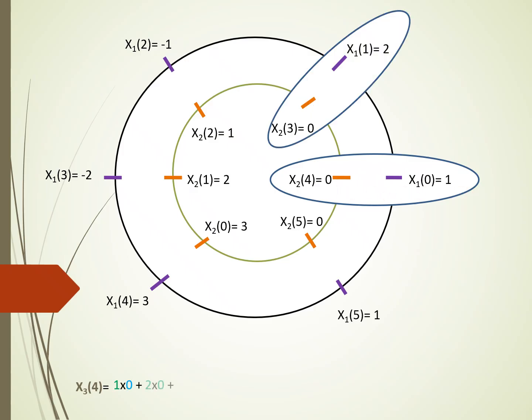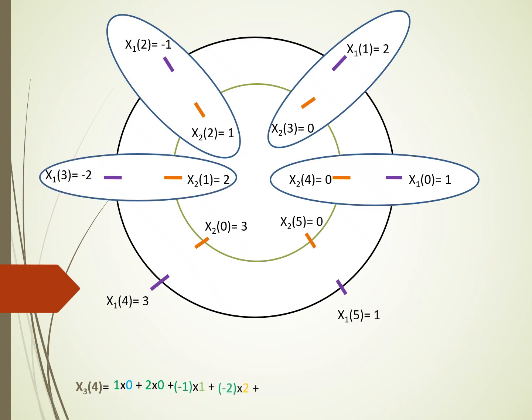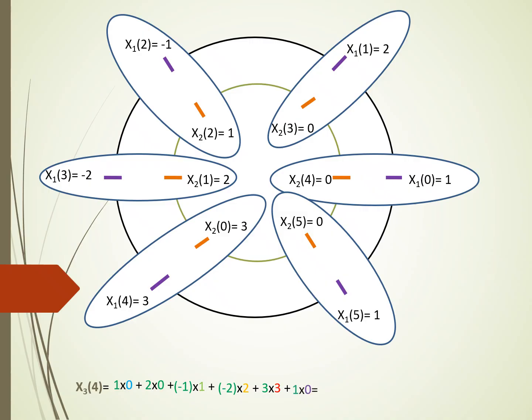So it is 1 into 0 plus 2 into 0 plus minus 1 into 1 plus minus 2 into 2 plus 3 into 3 plus 1 into 0. And our answer is 4. So we'll move on to find out the last element.